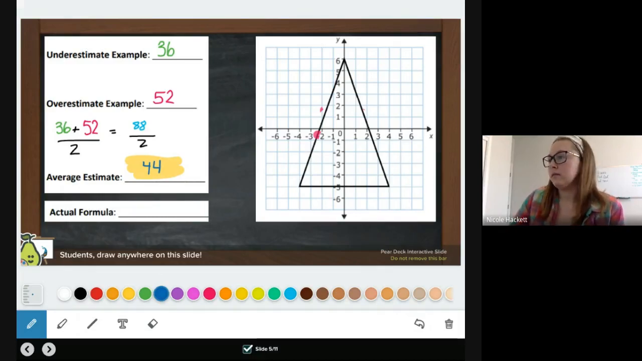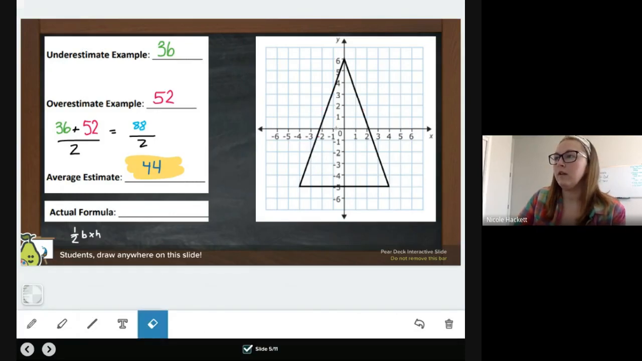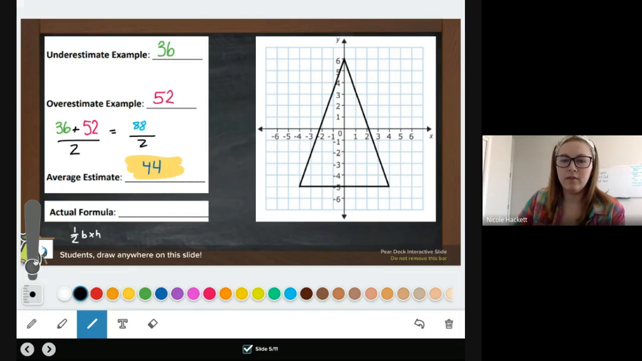And then we want to take a look at our actual formula. So remember, we know what the formula is for a triangle. The area is equal to 1/2 the base times the height. So we're going to measure the base and the height here, and we're going to check and see how different or how close we got with our guess.